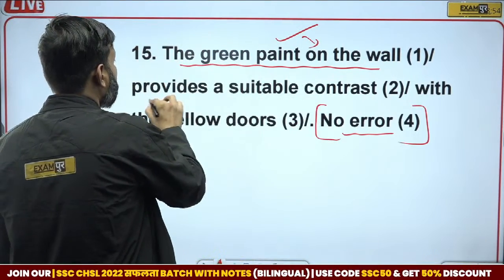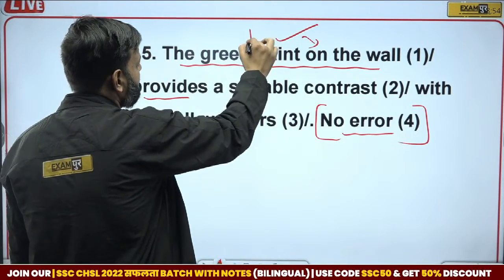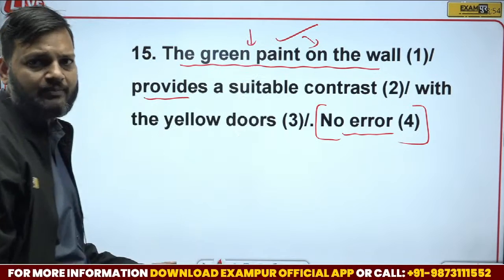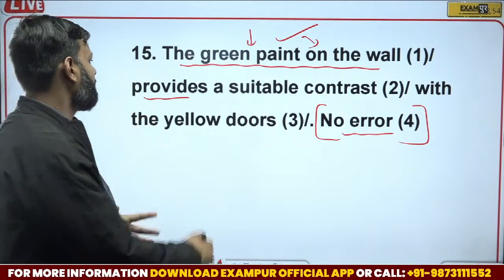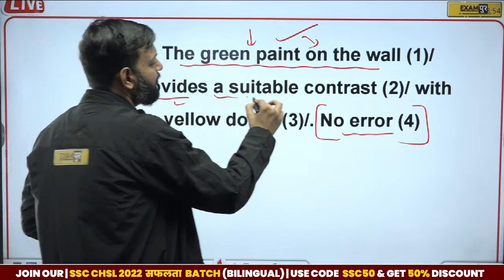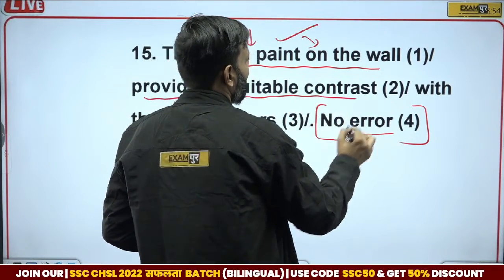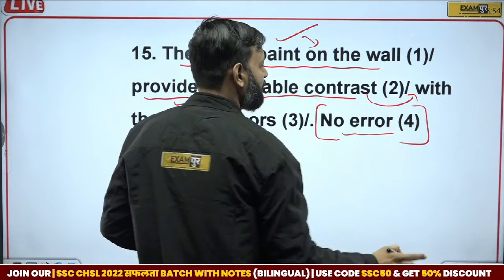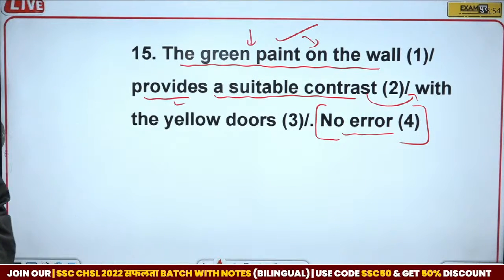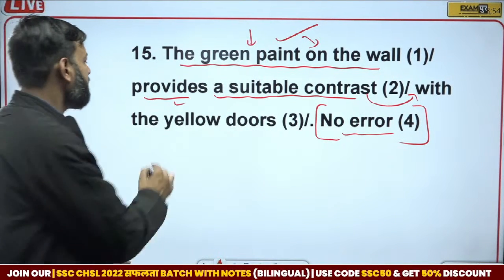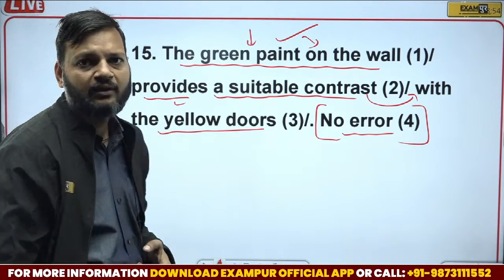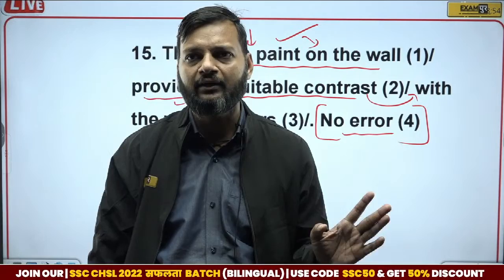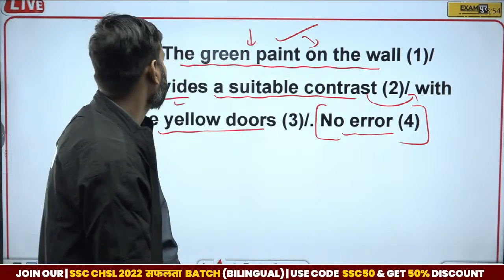Then provides. So here the subject is green paint, which is singular, uncountable. It should be followed by a singular verb. So a singular verb is there, provides. Now a suitable contrast. This is the object, and contrast is followed by the preposition with. So it is also right. With the yellow doors. So the whole sentence is absolutely correct. There is no error.